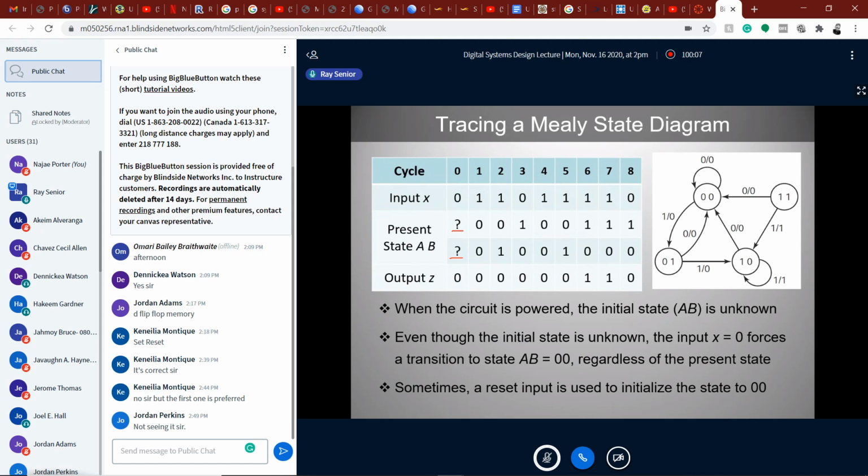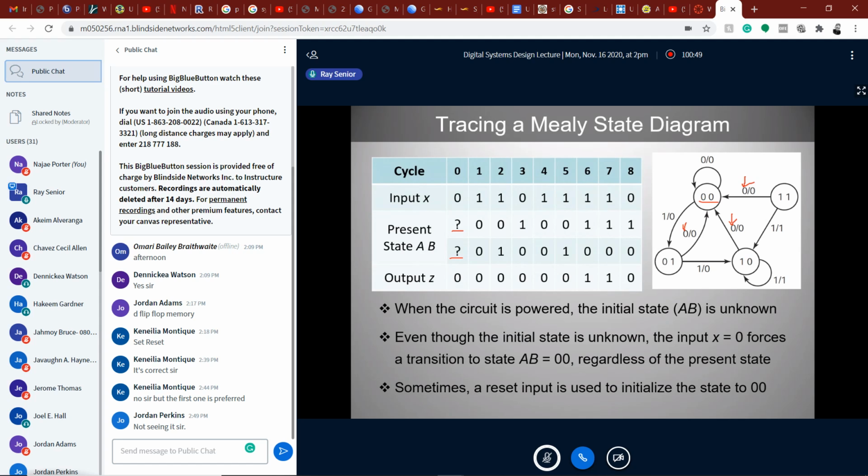But if you look at the diagram itself, when you get a 0 at the input, it actually forces the flip-flops into the 0-0 state. Because if you notice, it doesn't matter where you are situated here, once you get a 0, it comes right back to the 0-0 state. So if you're in the 0-0 state and you get a 0 for your input, that's a 0. If you are in state 1-1, you get a 0 on the input. If you are in state 0-1, you get a 0 on the input.